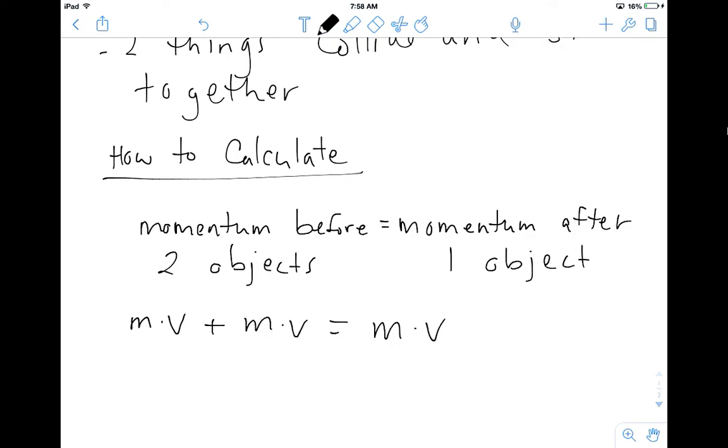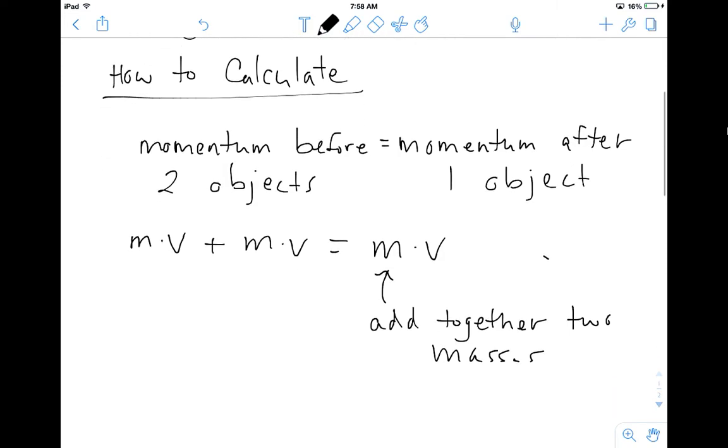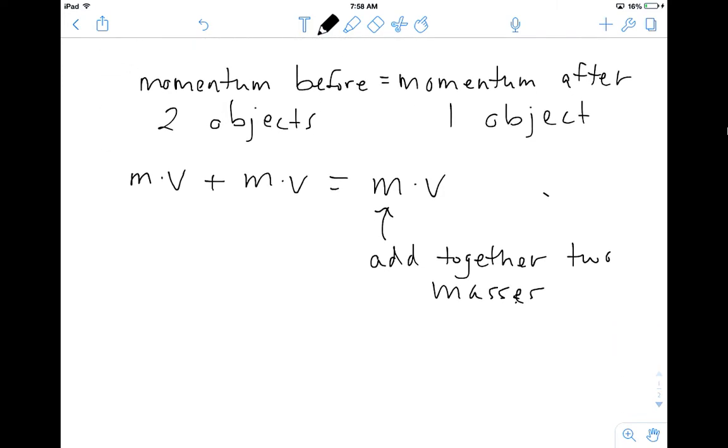But the thing that's important is this mass is just going to be the sum of the other two masses. So all I'm doing is I'm adding together this mass and this mass to make my new mass. So let's do a quick example problem, and I think this will make sense.